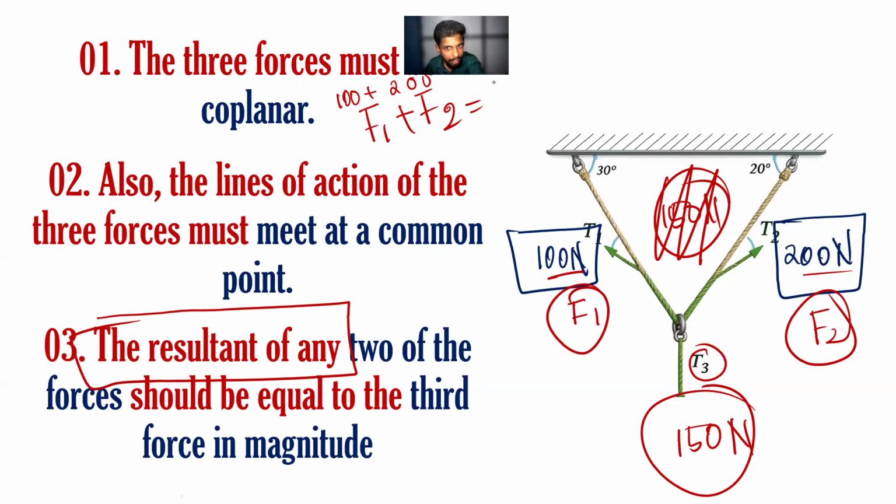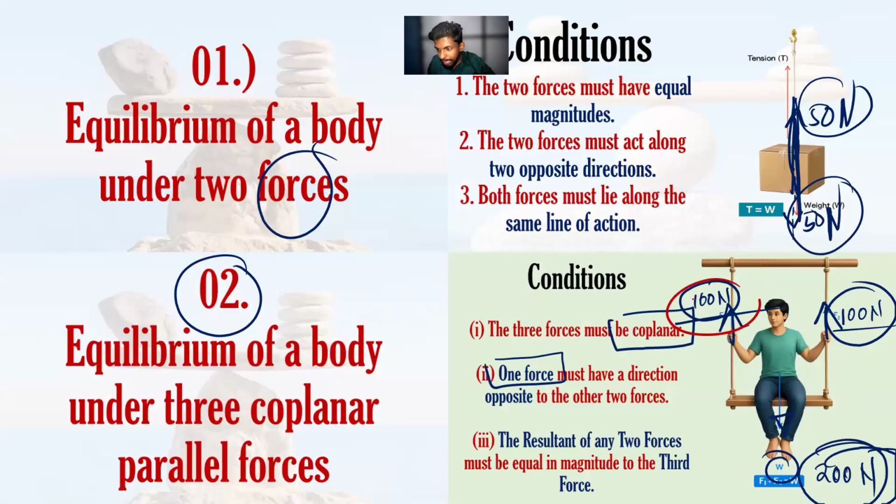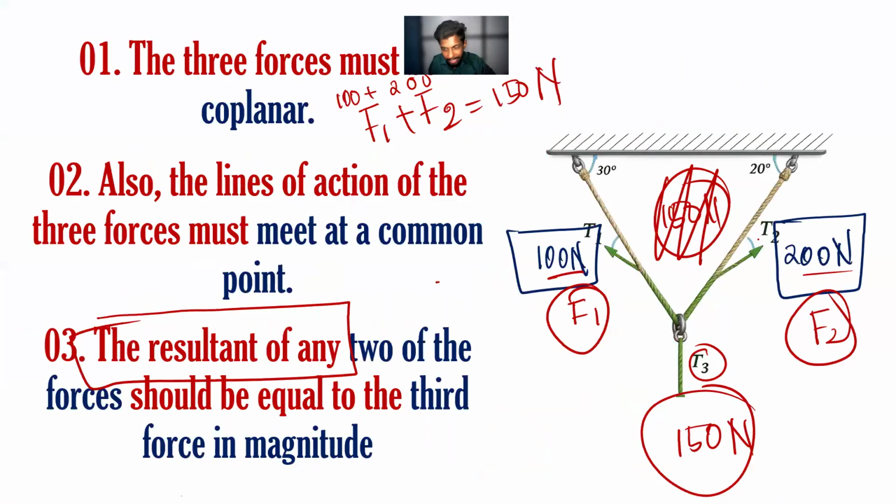Can I say 300? No, we can't say 300, it is 150. I told you no, because the forces are inclined. If the forces are like this, then you can say 100 plus 100, 200. But here the forces are inclined, so 100 plus 200, we can't say 300. That is 150.